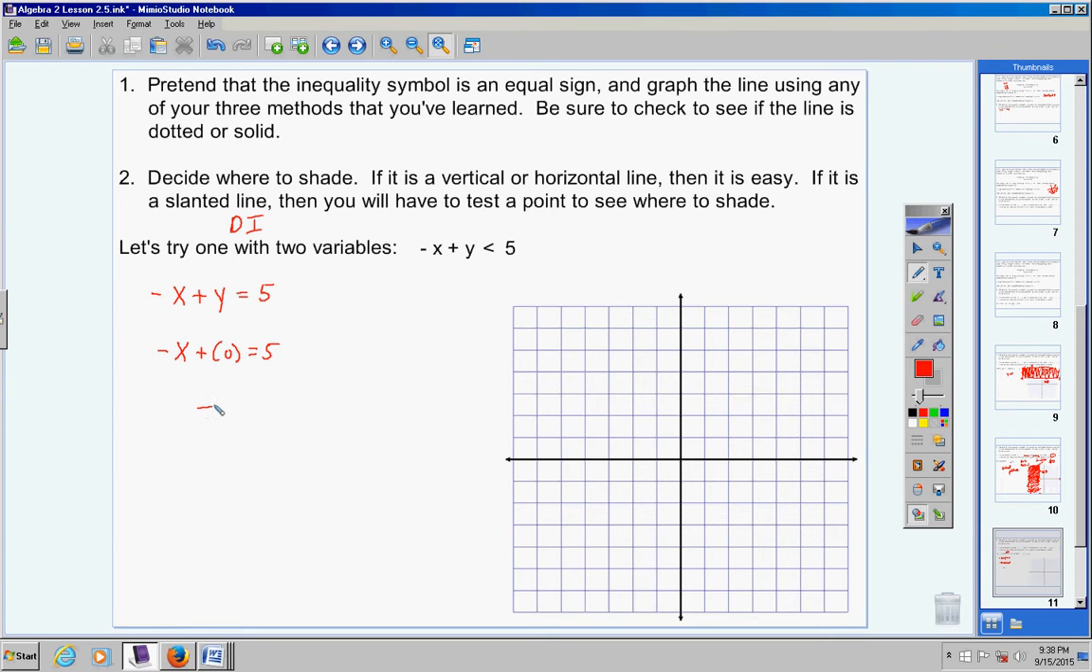-x plus 0 is -x. If -x equals 5, then x equals -5. So there, you found the x-intercept. Go to the x-axis and put a point at -5. Now let's find the y-intercept by putting 0 in for x.